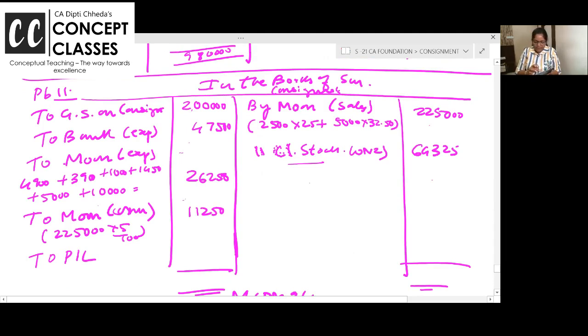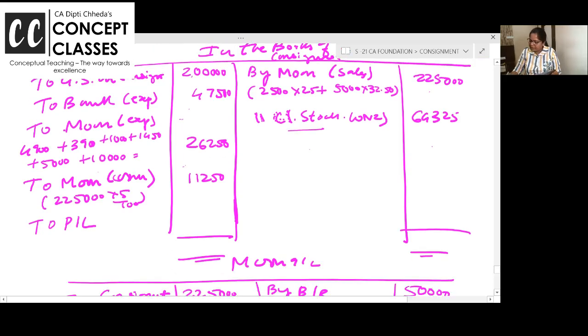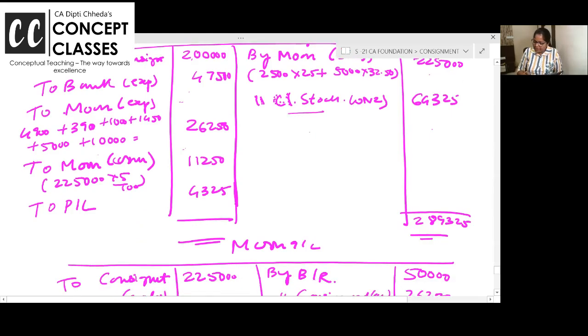225 plus 64,325. 289,325 minus 2 lakh minus 47,500 minus 26,250 minus 11,250. 4,325. 4,325 is the profit. Ask your doubt. Are you comfortable making the working notes also? वर्किंग नोट्स आप बना पा रहे हैं? आपको समझ में आ रहा है यानी चैप्टर?